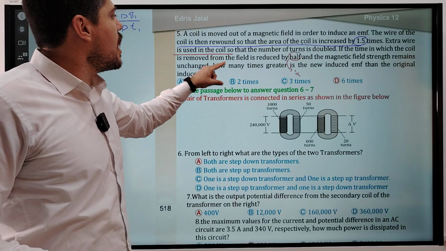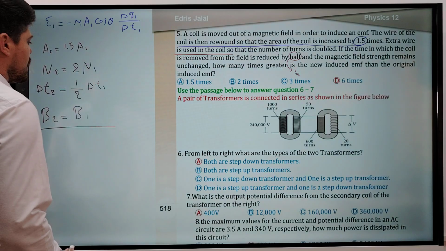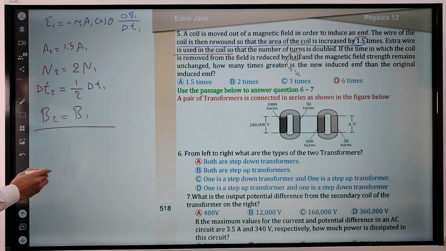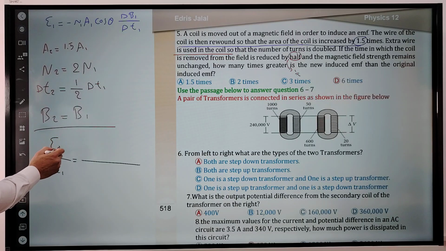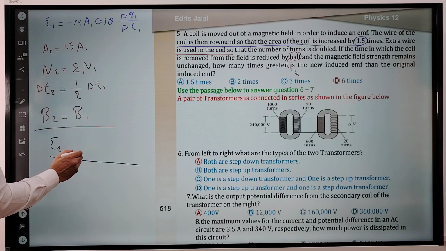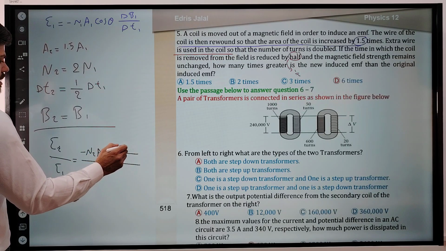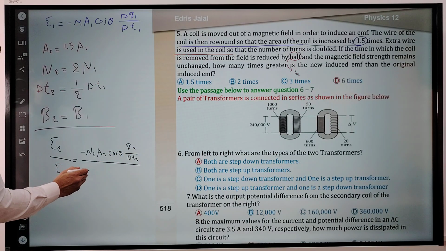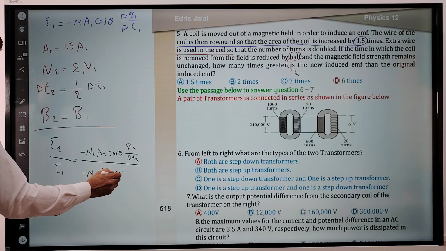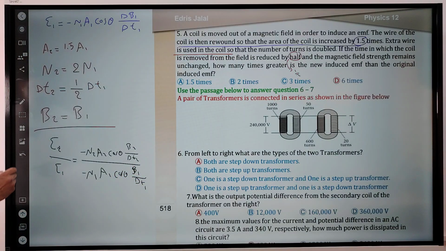What is the unknown in the question? How many times greater is the new induced EMF than the original induced EMF? So we have to find the ratio between E2 over E1 or E1 over E2. For the second time, E2 is equal to N2 A2 cosine theta B2 over T2. For the first time, N1 A1 cosine theta B1 over T1. Okay?